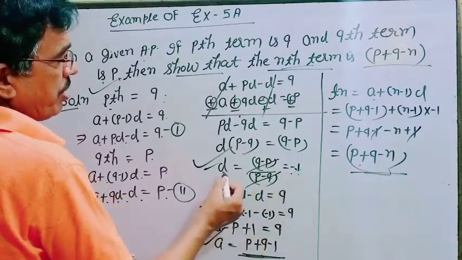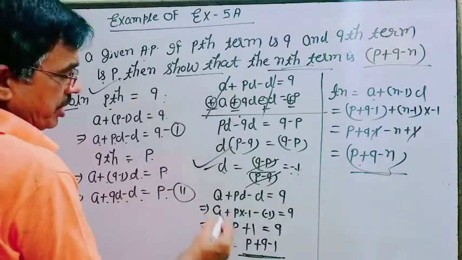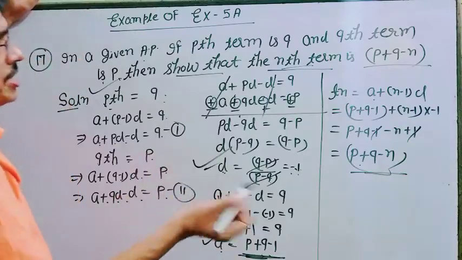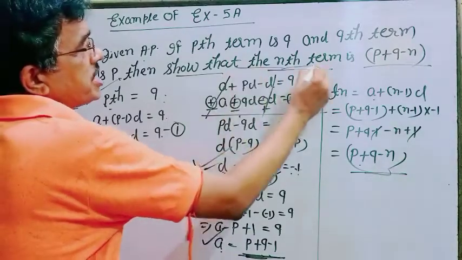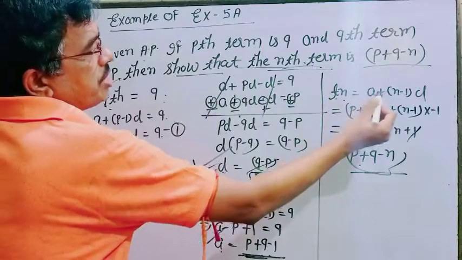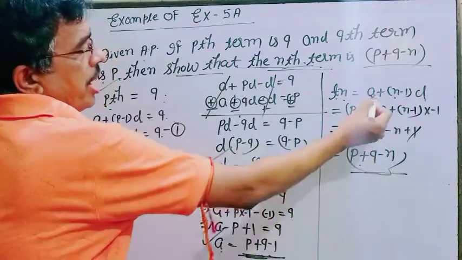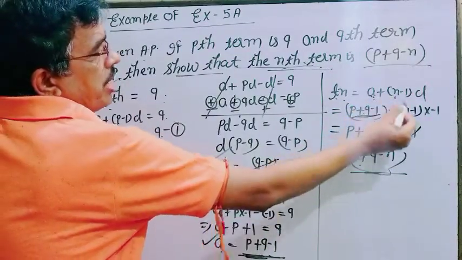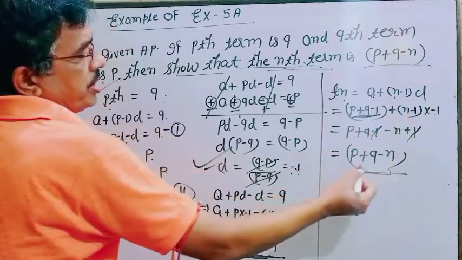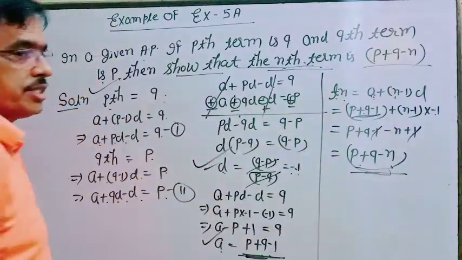Now substitute the value of d, minus 1, in the first equation, then you get a is equal to this. And lastly, your question is what is its nth term, and that is a plus n minus 1 into d. At the place of a write this, and at the place of d write minus 1, then you get your solution. This is your answer.